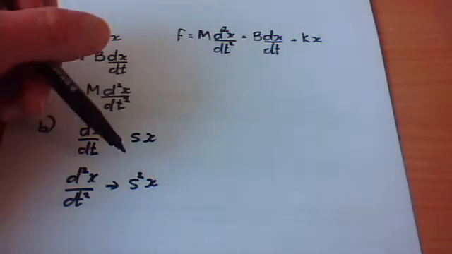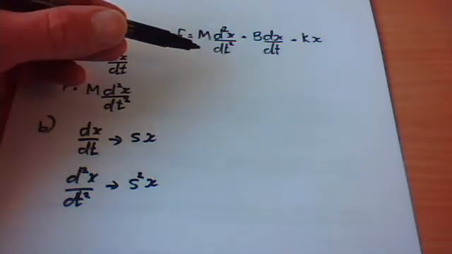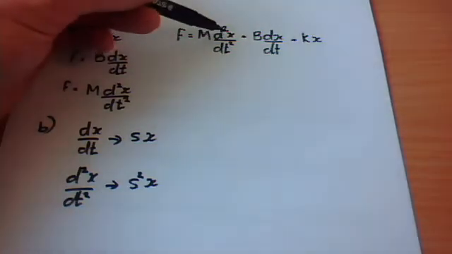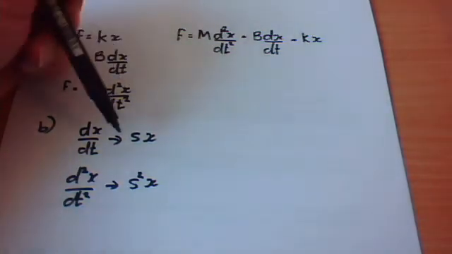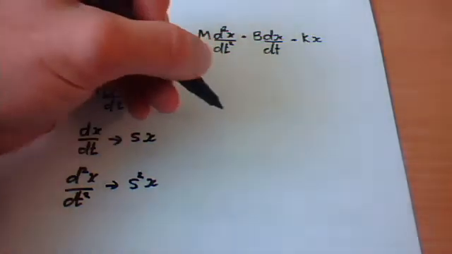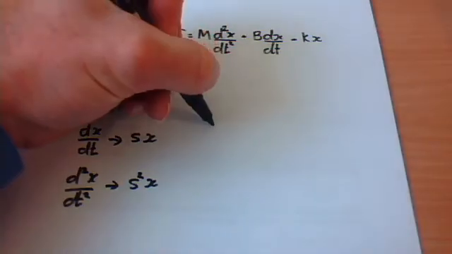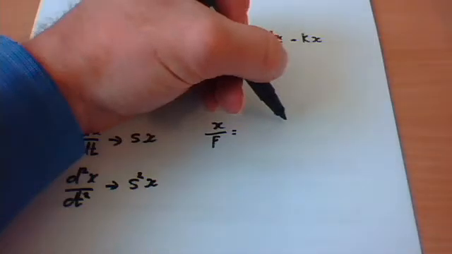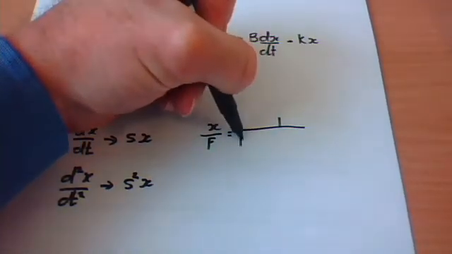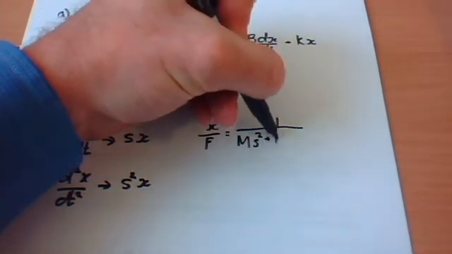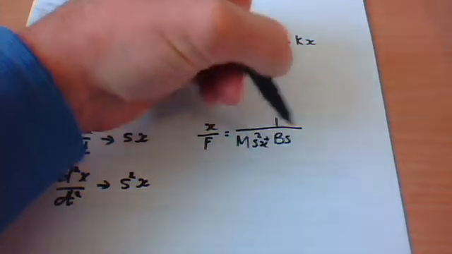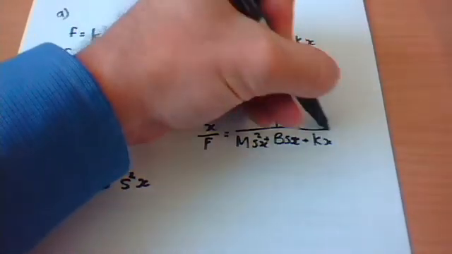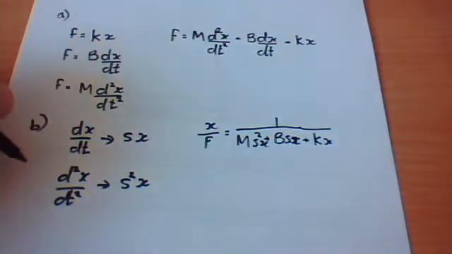Okay, so to write that as a Laplace transform in the form of x over F, we just replace the dx's by dt's by s's. So then we can get the output x over input is equal to 1 over ms squared plus bs plus k, like that.